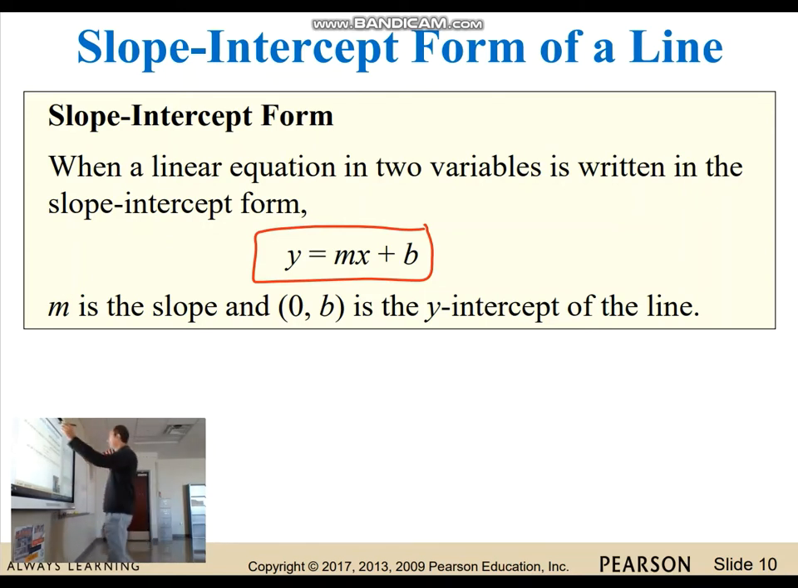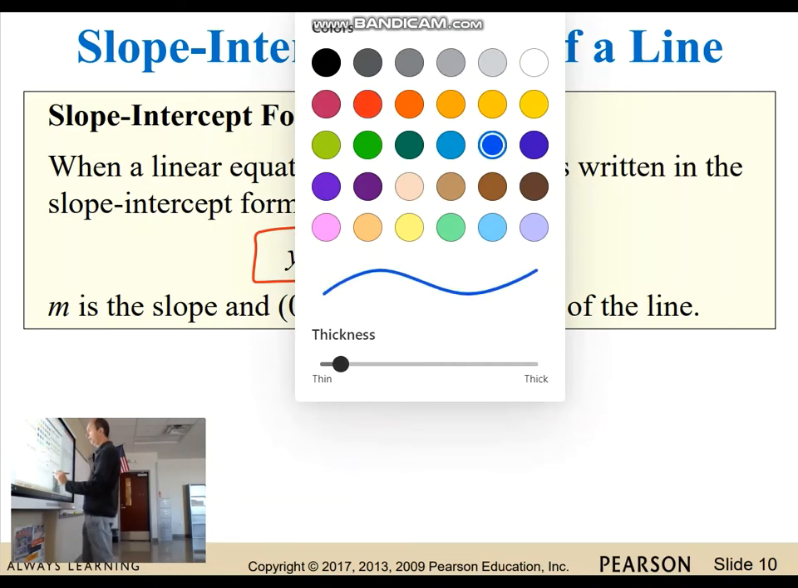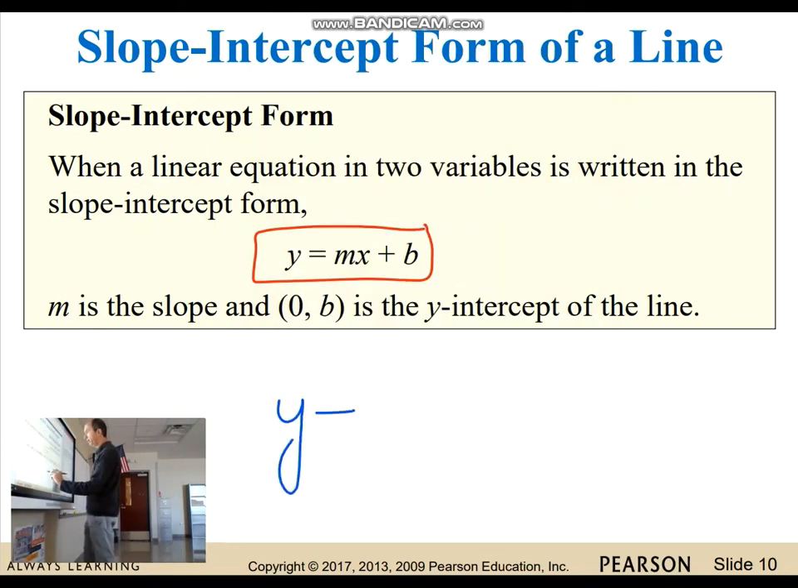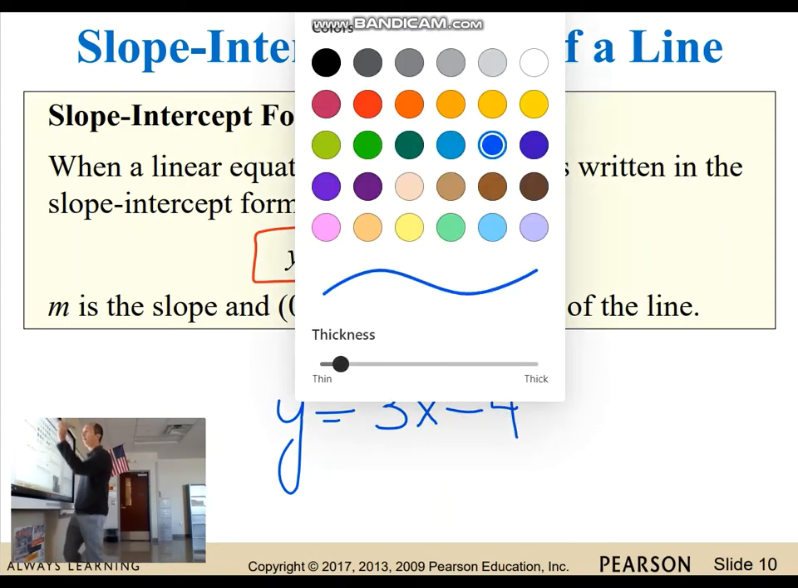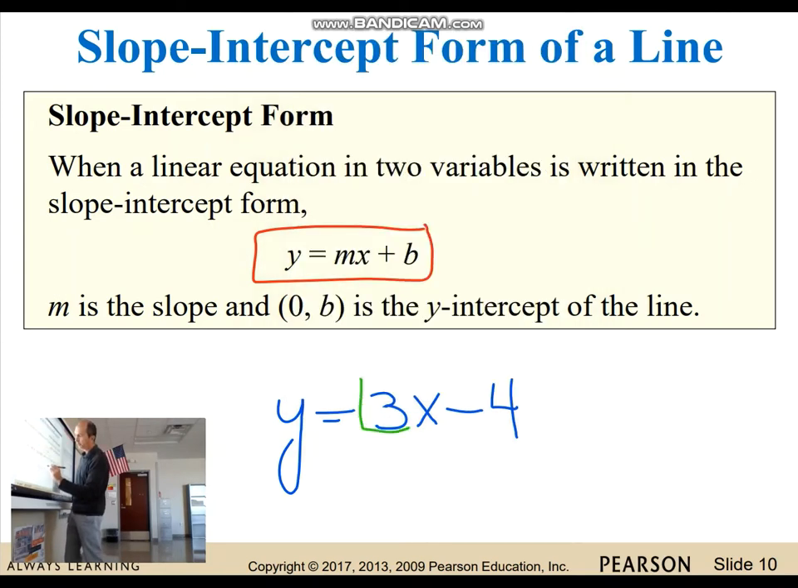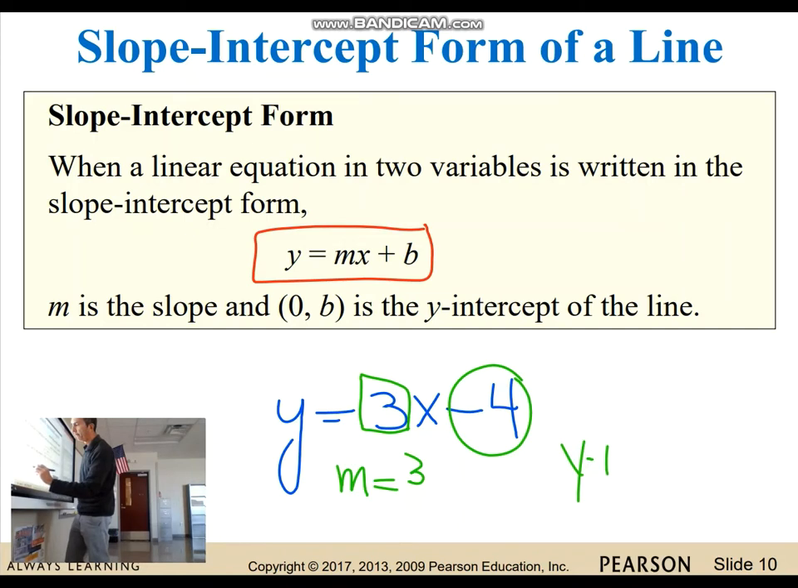Let's try an example. Let's say we have y equals 3x minus 4. Therefore, m equals 3, right? m, the slope, equals 3, and the y-intercept is x equals 0, y equals negative 4.